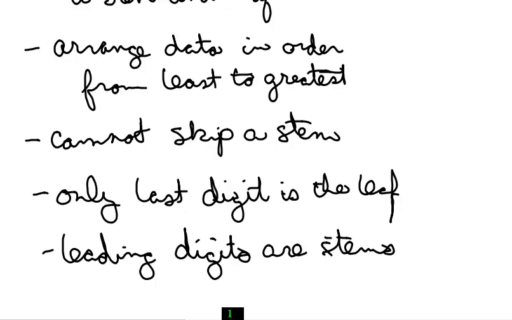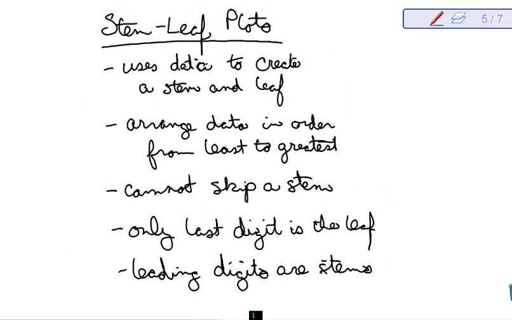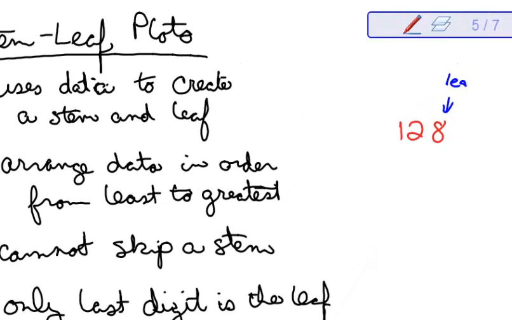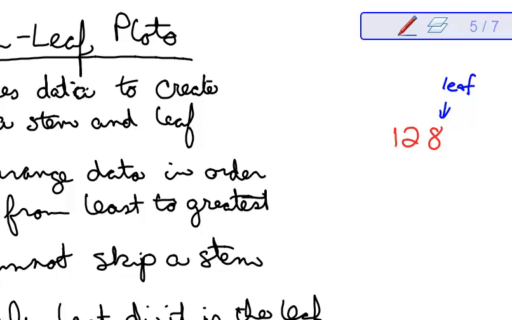Only the last digit of a number is your leaf. So for instance, if I have the number 128, the 8 is going to be my leaf. The 12 right here is going to be my stem. So it's only the last digit in my numbers that is going to be the leaf. Everything else in front is going to be the stem.